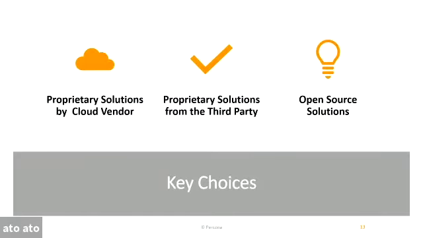I am going to cover in this presentation different ways of doing things. And I think you can group the choices in 3 different groups, right? One is there are going to be proprietary solutions which come from the cloud vendor. The other is also proprietary solutions, but which come from a third-party vendor and are often available across different cloud vendors. And finally, there are open source solutions.